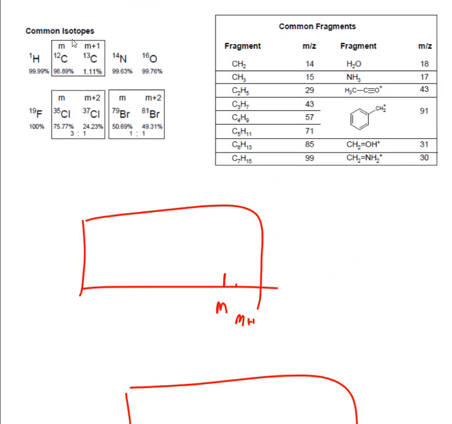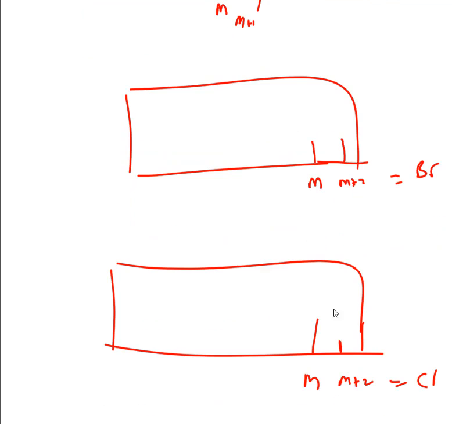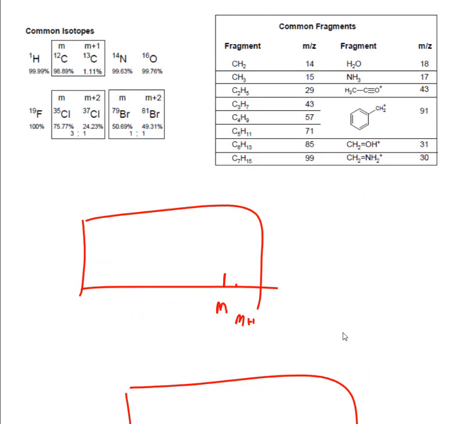So carbons are M plus 1, so if you notice that it's 2 over, then it's either Br or Cl, and you could figure it out based on the heights. Okay, so these are things that we'll use. The rest of this fragmentation list here is very common.